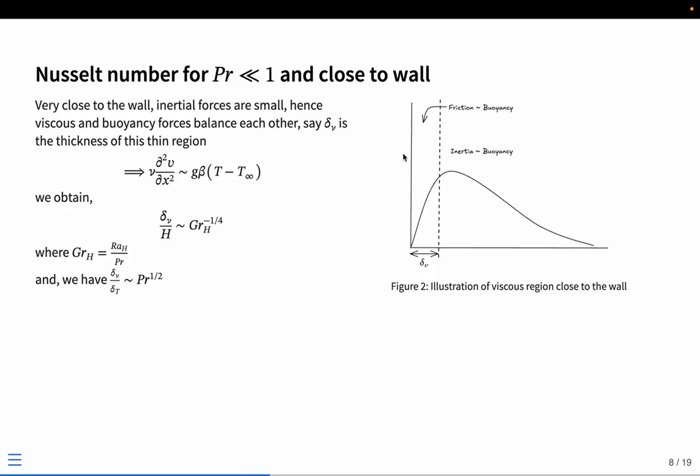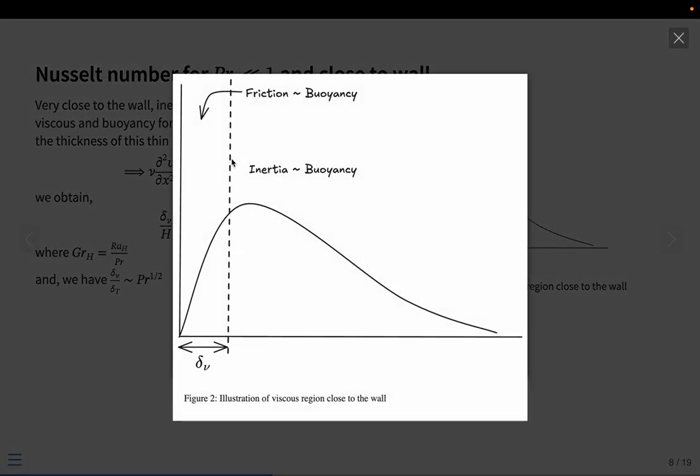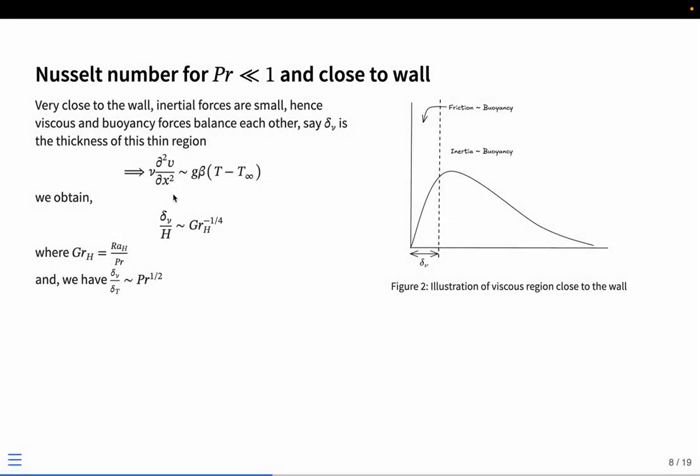So what happens in such cases is when the Prandtl number is very much less than 1, you have two different regions. One region is where you have the balance between inertia and buoyancy forces, and then the other region, which is close to the wall, where you have the balance between friction and buoyancy forces. So close to the wall, u and v will be close to 0. So the effect of inertial forces will be negligible in this particular small region. The extent of this region is denoted by delta nu, and the scale for that would be obtained if you just balance the viscosity and the buoyancy terms. From that you can obtain the scaling for delta nu as Grashof number to the power minus 1 by 4, where the Grashof number Gr_H is basically the Rayleigh number divided by the Prandtl number.